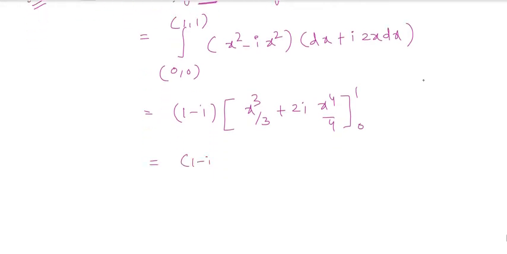You'll have it as 1 minus i into, if you're substituting the limit, 1 plus 1 by 3 plus i by 2. So finally, if you multiply this, what will the answer be? Check it out. 5 plus i by 6 will be the answer for that.